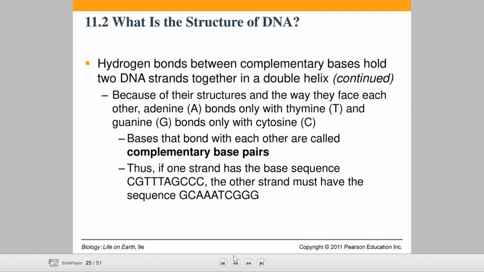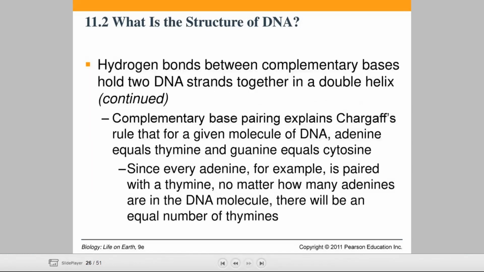So this is just an example. Later on, we will have more practices. Therefore, this complementary base pairing explains Chargaff's rule that we have discussed previously, that for a given molecule of DNA, adenine equals thymine and guanine equals cytosine. Since every adenine, for example, is paired with a thymine, no matter how many adenines are in the DNA molecule, there will be an equal number of thymines so that they can pair up.